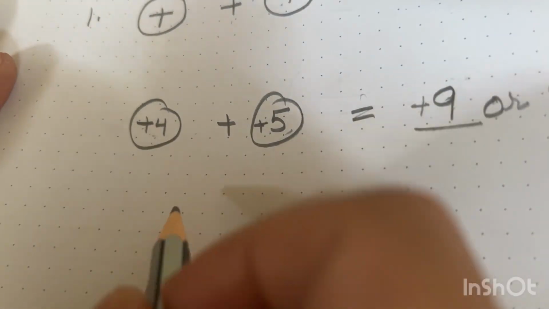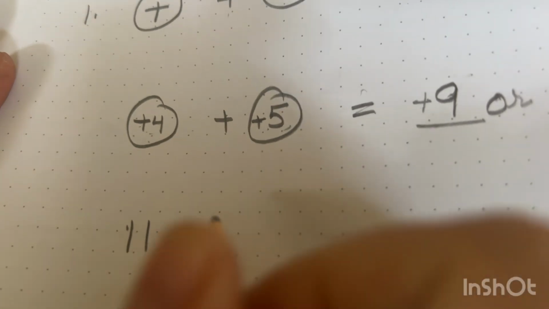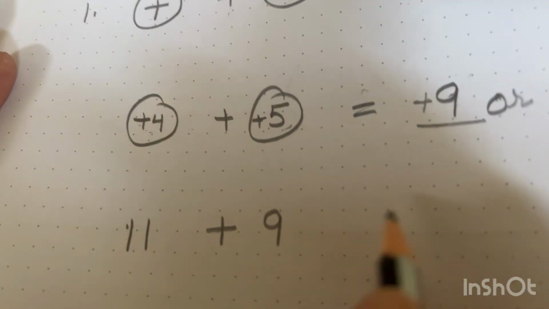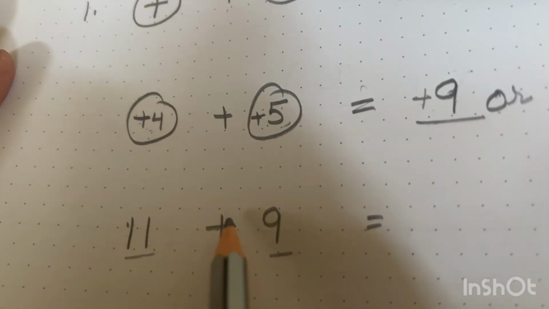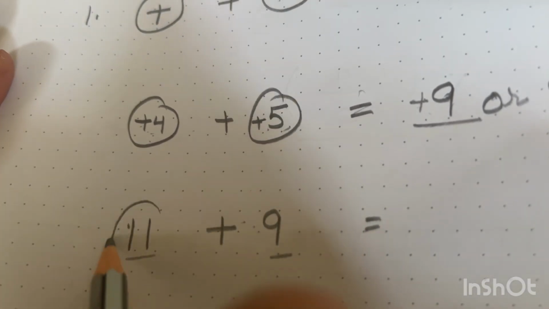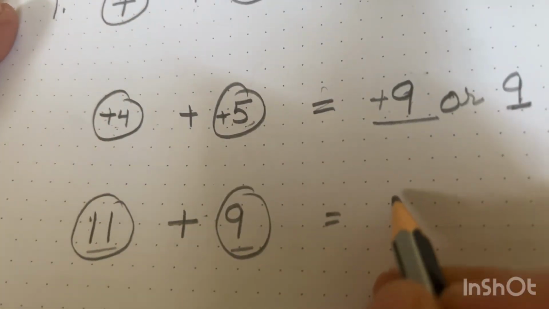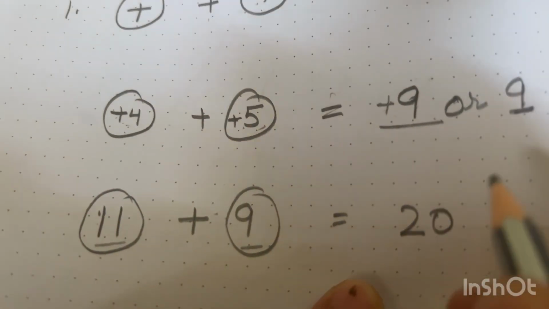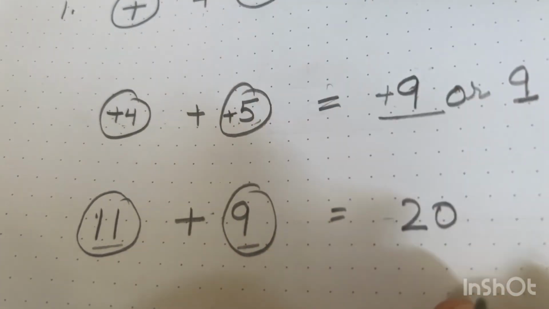One more example I'm giving you. This time I will not write the signs. Suppose I'm writing 11 plus 9. Both the integers are positive, as there is no sign in front, so both are positive integers. Again we will add both of them. It will become 20 and it will remain a positive integer, so we will put no sign before this.